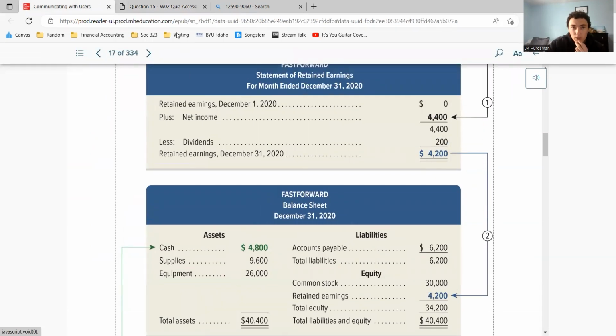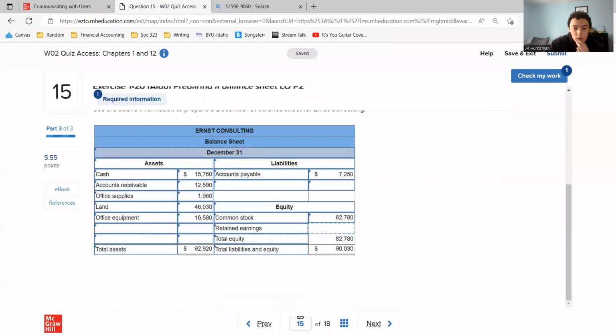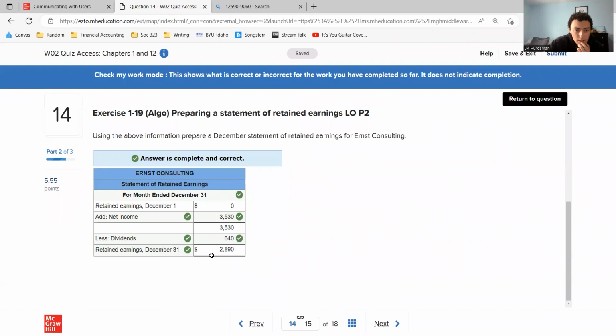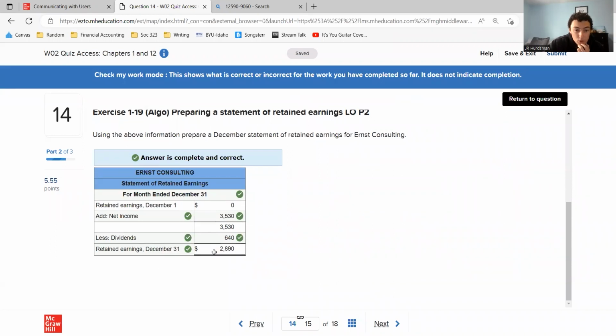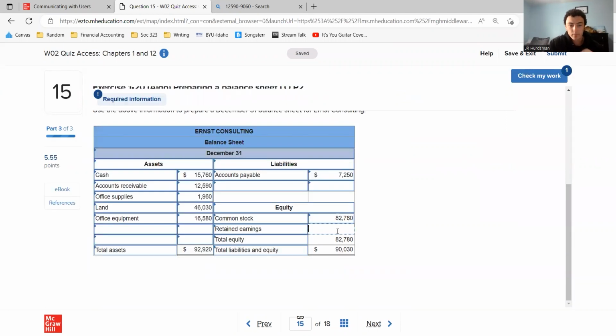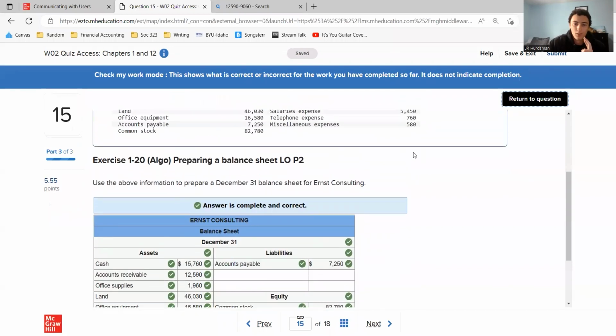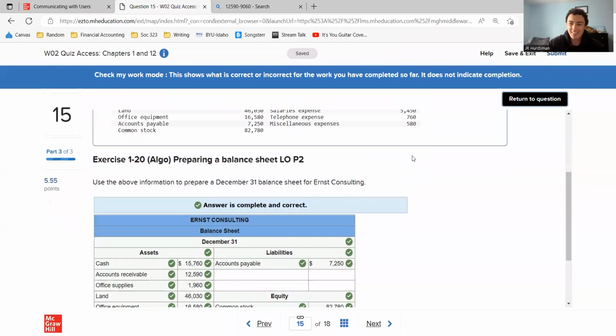Oh, from the last one. Okay. So if we go to the last problem, retained earnings, which is right here, 2890. It should be 2890. All right, hopefully this is it. Let's go. All right, we made it through.